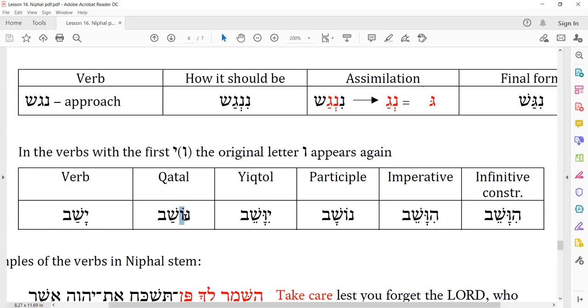Appears again. So Niphal will be no shav, not ni, but because this is the vowel, it is a form of Niphal. No shav, yiva shev. So now vav here is not the vowel but the consonant, and the participle is no shav, imperative yiva shev, and infinitive construct the same.